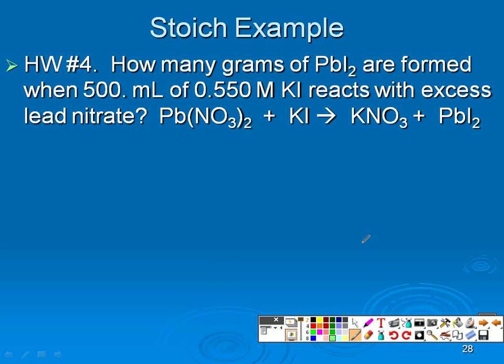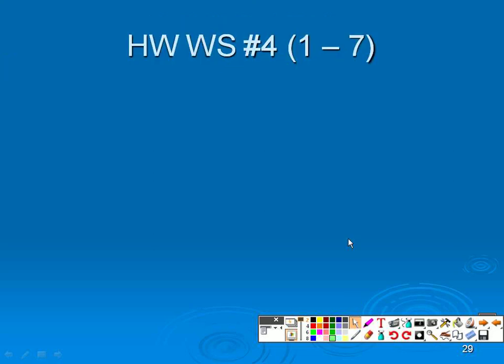And now we go 0.275 divided by 2 times the 461, and we get 63.4 grams of PbI2. Aha, that's how many grams we should get when we do that reaction. Sweet. That's beautiful. Stoichiometry is beautiful.